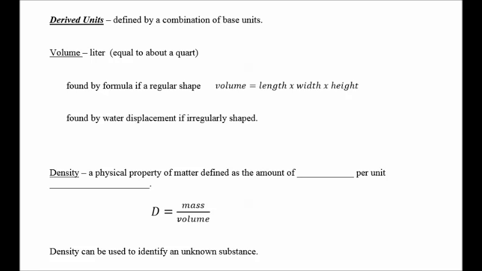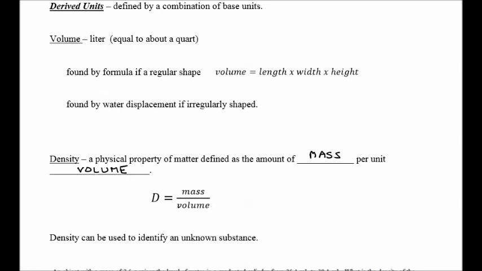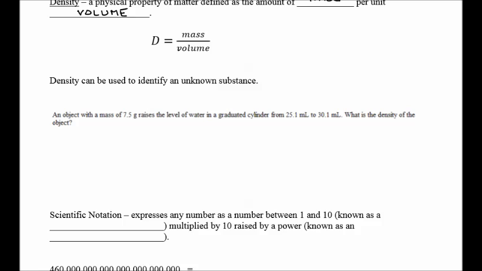Density is a physical property of matter, defined as the amount of mass per unit volume. So density equals mass divided by volume. We can use density to identify an unknown substance.